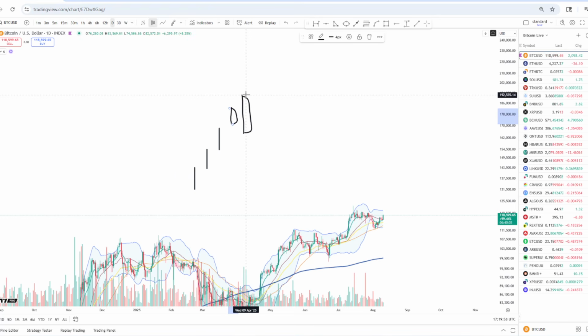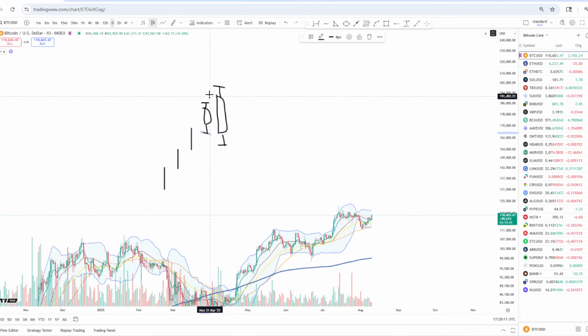This is not to be confused with what is called an outside day in classical charting, where the entire range, meaning these wicks, engulfs the entire candle's range. That would be an outside day, and I have a separate video on this. The engulfing pattern refers to the candle body.